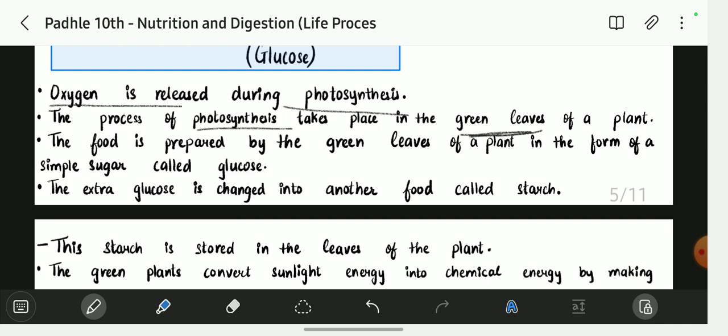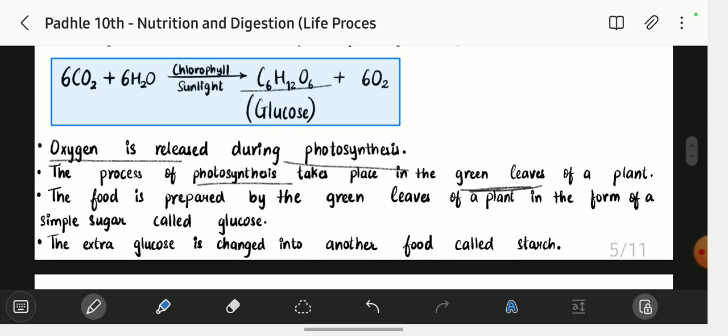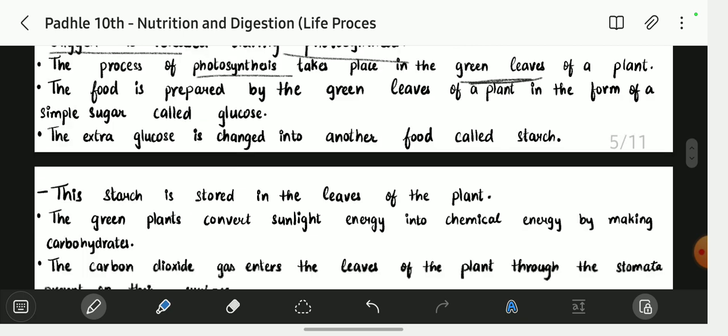Okay, so let us study more. The food is prepared by green leaves of the plants in the form of simple sugar called glucose, as we learned here, C6H12O6. The food which the plant requires is prepared in the green leaves in the form of simple sugar.